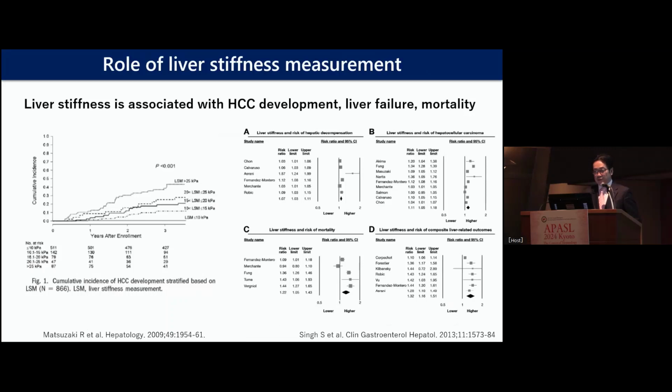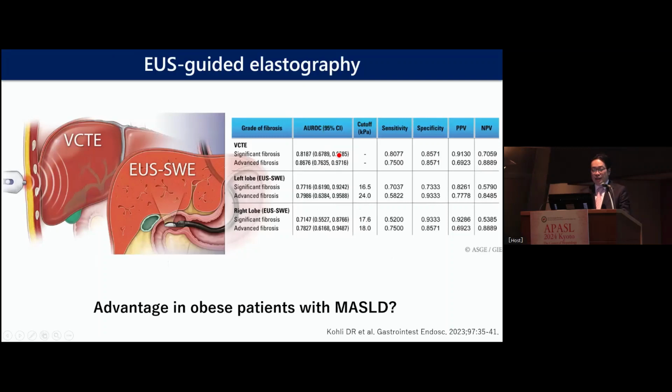I will talk about liver stiffness measurement next. Historically, we used FibroScan to measure liver stiffness, and we all know higher liver stiffness means a higher risk of HCC development, liver failure, or mortality. Now we have EUS-guided shear wave elastography, so we can measure liver stiffness under EUS guidance.